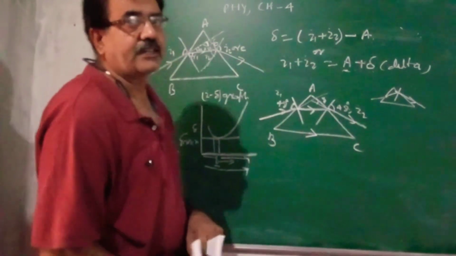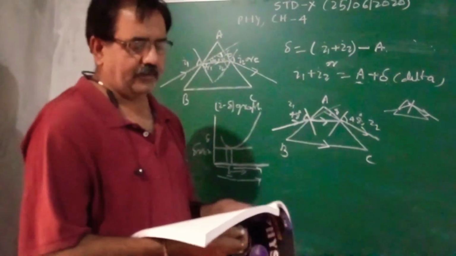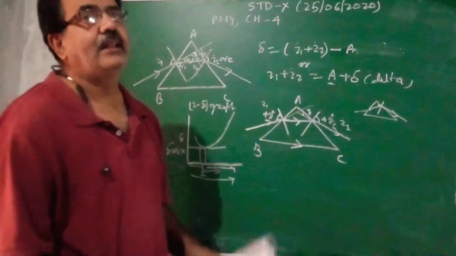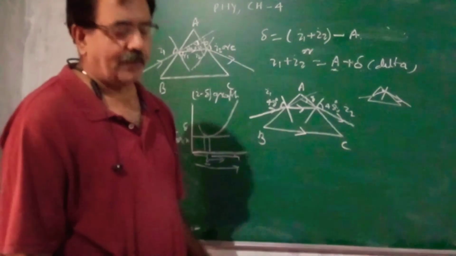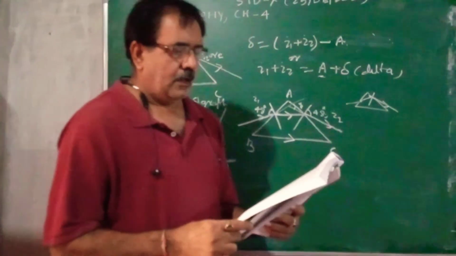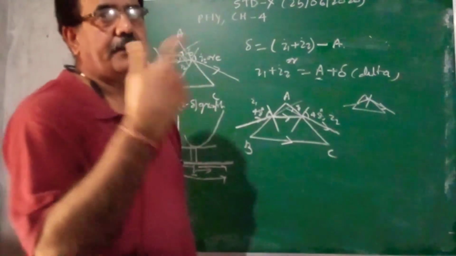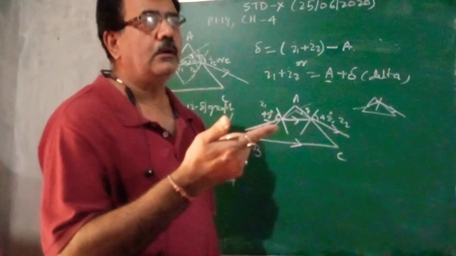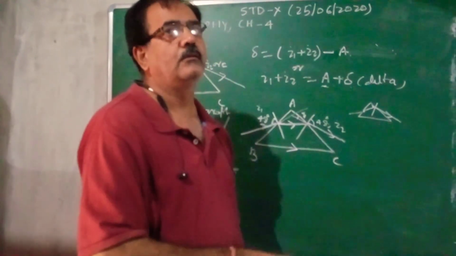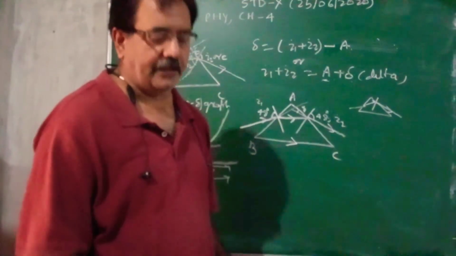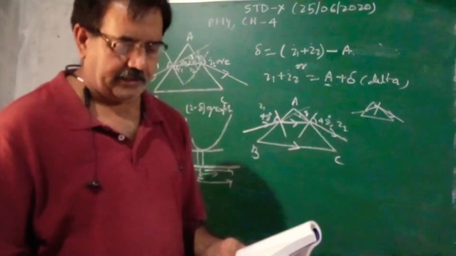So this is the first case, that deviation depends upon the angle of incidence. Second factor, the material of the prism. How does it depend? The higher the refractive index, that is mu, the more the deviation. Or, the greater the refractive index, the greater the deviation produced by the prism.